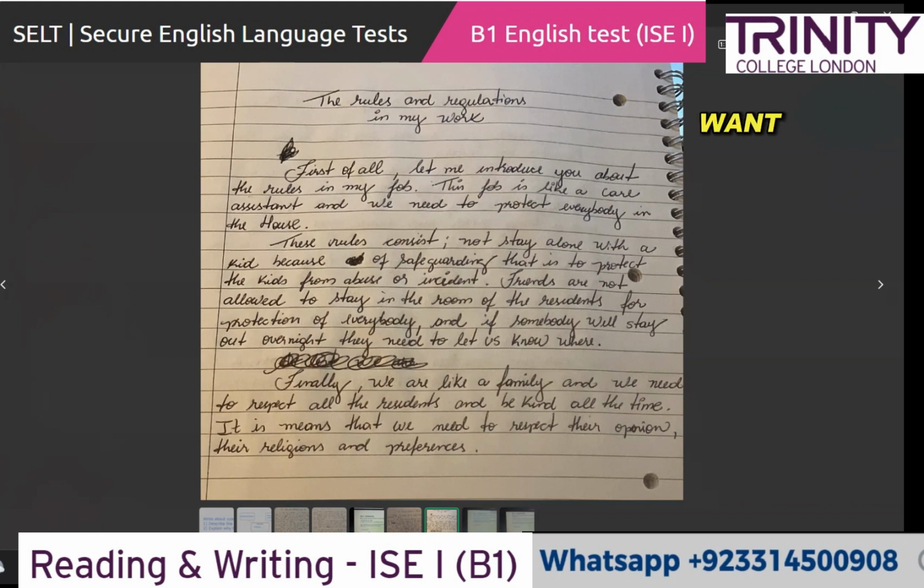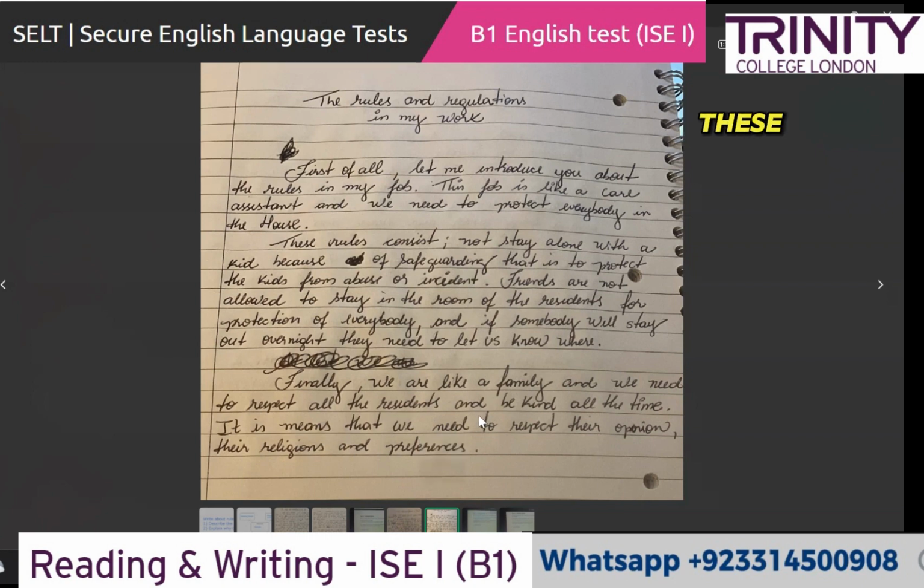Good. Okay. First of all, I wanted to introduce you about the rules in my job. This job is like a care assistant, and we need to. Who are we, beautiful? He means you and the examiner. You and your examiner work together. So I need to protect everybody in the house. These rules consist of not staying alone with a kid because of safeguarding, that is to protect the kids from abuse or incident. Friends are not allowed to stay in the room of the residence for protection of everybody. And if somebody will stay out overnight, they need to let us know where. Finally, we are like a family, and we need to respect all the residents.